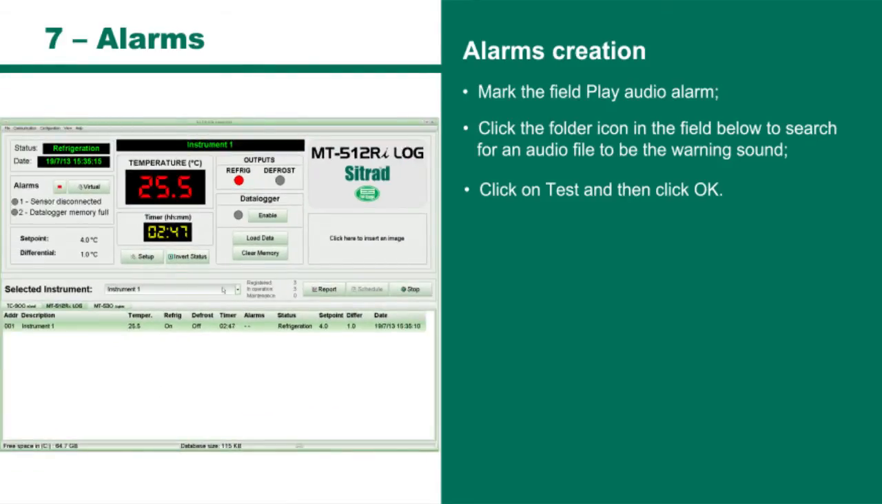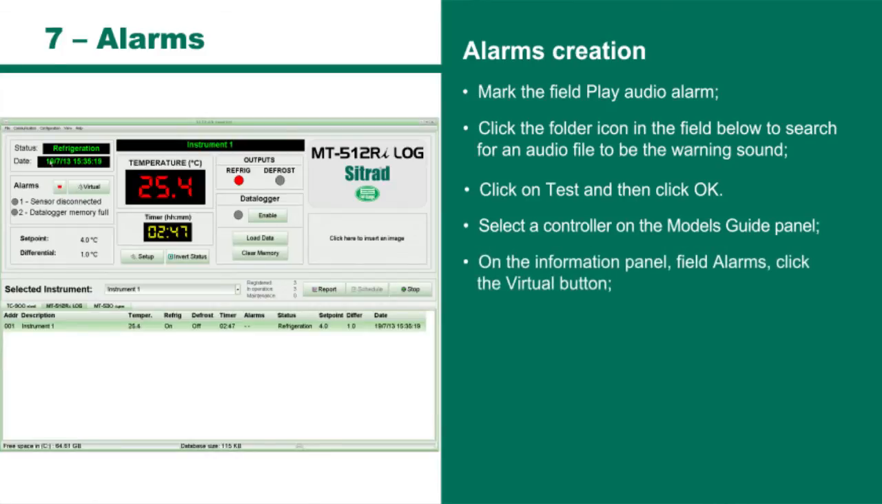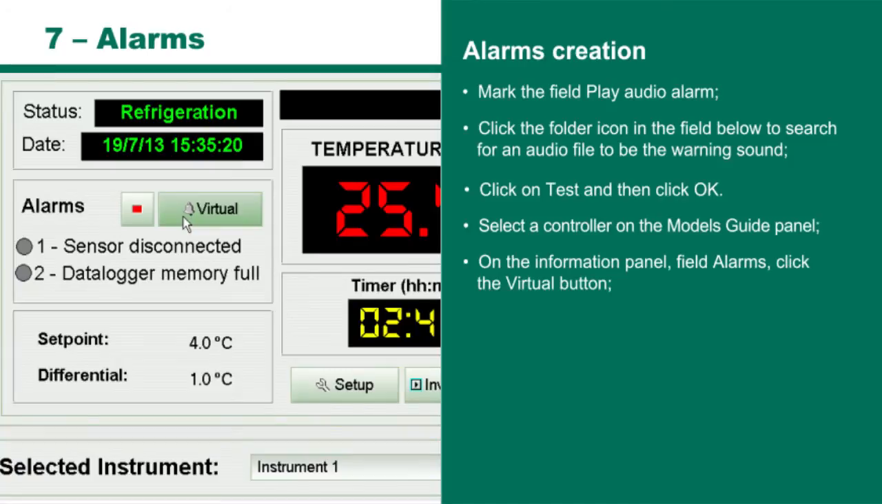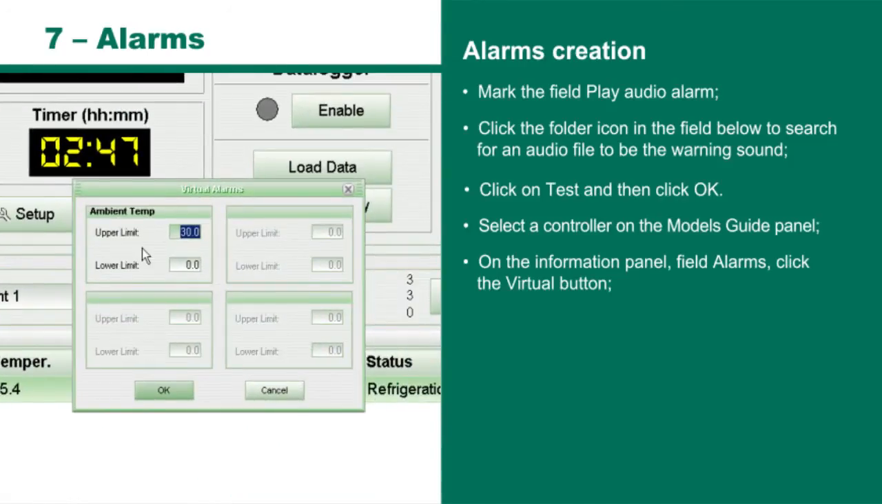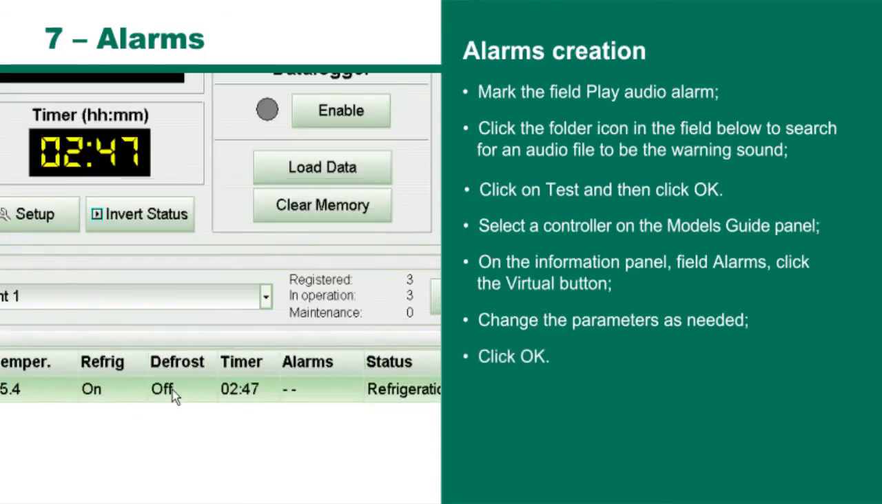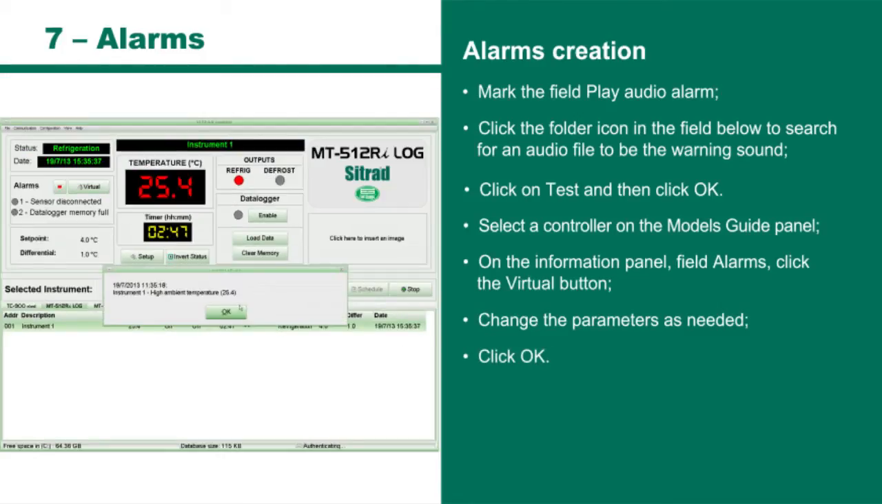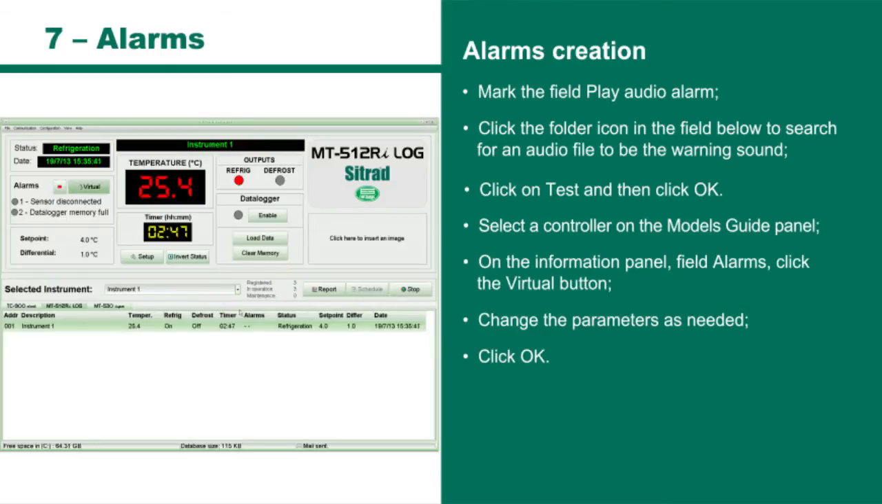Now configure the temperature limits of the controllers. Select a controller on the Models Guide panel. On the information panel, in the Alarms field, click the Virtual button. Change the parameters as needed. Some parameters for the alarm are modified in the Controller Parameters list. Click OK. From now on, when temperatures go above or below the set limit, Sitrad will notify you so you can correct the alarm condition.